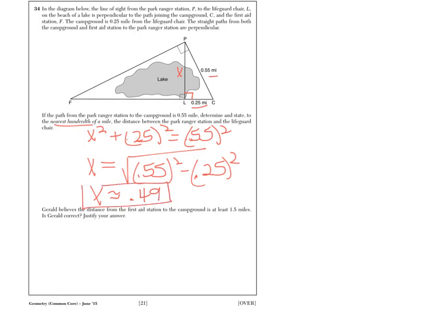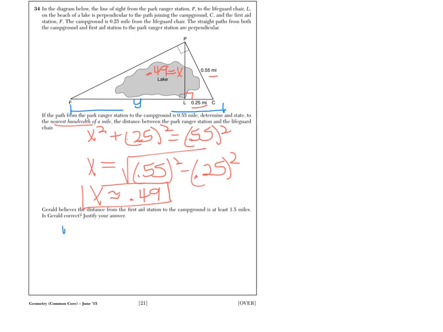Gerald believes the distance from the first aid station to the campground is at least 1.5 miles. Is Gerald correct? And justify your answer. Well, since I found out x to be 0.49 and I have an altitude drawn in a right triangle, I can use proportions in order to find the length of FL. So I'm going to assign that to be y, and then add the two values that I end up with for y and for LC and evaluate the distance.